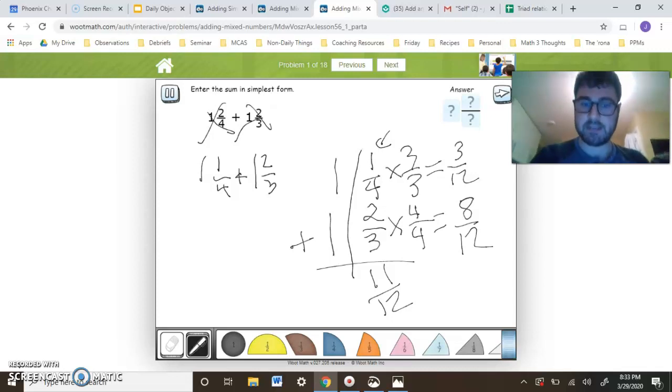No. Sí, necesito combinar acá. I'm not done because I need to add the whole numbers here. 1 plus 1 is 2. Now that means our answer here would be 2 and 11/12. That didn't circle the way I wanted it.